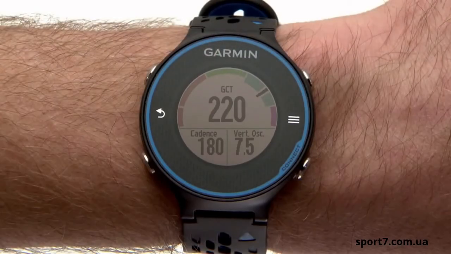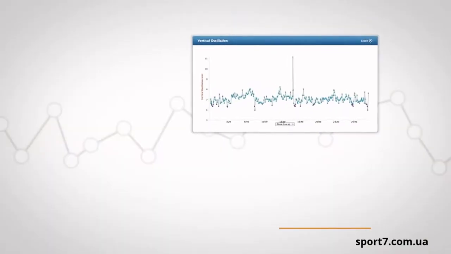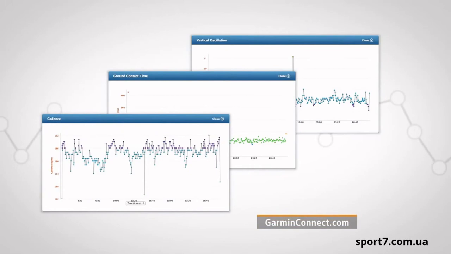Forerunner 620, when used with the HRM-Run, records the amount of time spent on the ground with each running step, measured in milliseconds. When your run's done and it's sent to Garmin Connect, you can analyze your running dynamics data even closer.